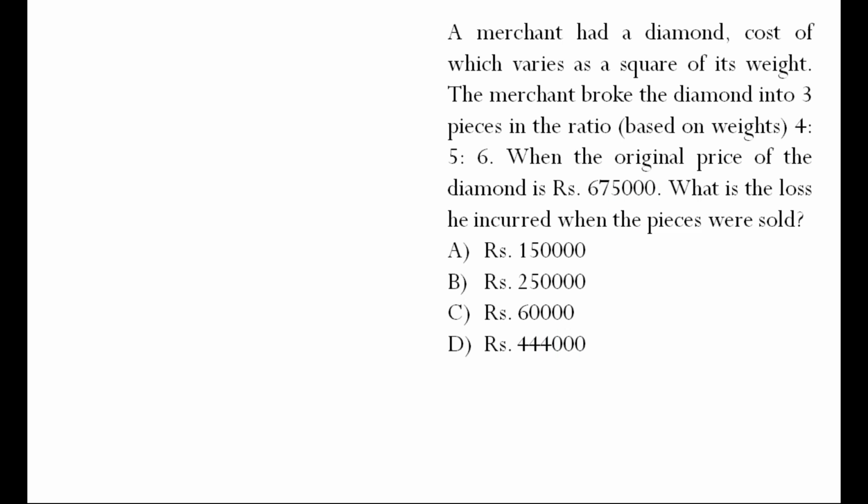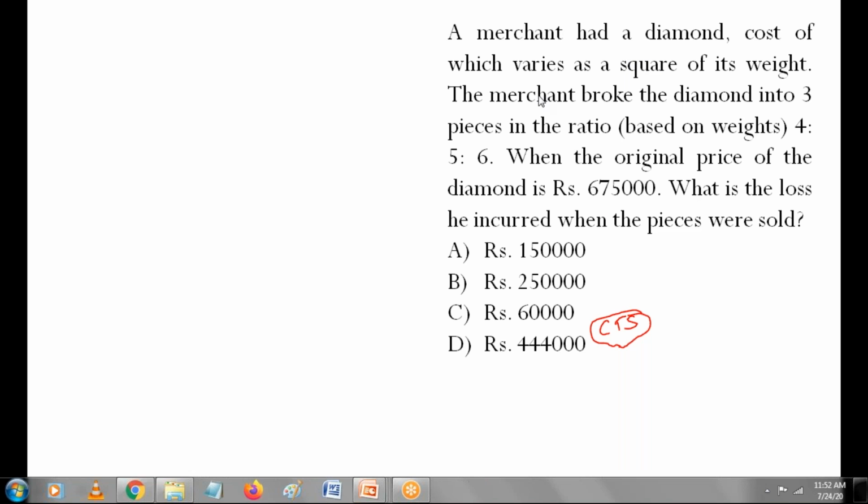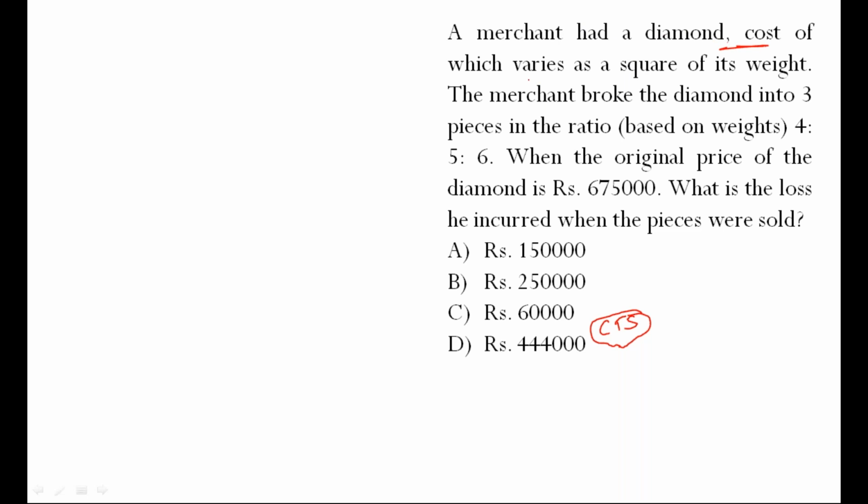Now, see this question, my dear friends, related to variations, given in CTS company. You people have a very good update here. You just stick on for a while and see a good update here. What they given in the question? Cost of a diamond varies with the square of its weight. If you remove the proportionality, cost is nothing but A into W square. What is the original cost is 6,75,000.